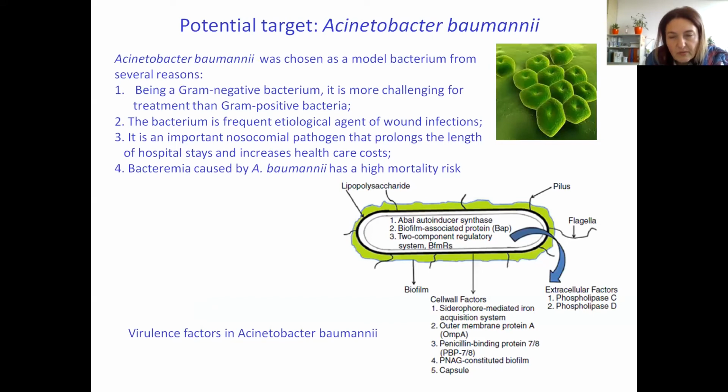So as a model system, we selected Acinetobacter baumannii. We selected that bacterium as a model system for several reasons. Being a gram-negative bacterium, it's more challenging for treatment than gram-positive bacteria. Next, the bacterium is a frequent etiological agent in wound infections. It is an important nosocomial pathogen that prolongs the length of hospital stays and increases healthcare costs. And bacteremia caused by Acinetobacter baumannii has a very, very high mortality risk.